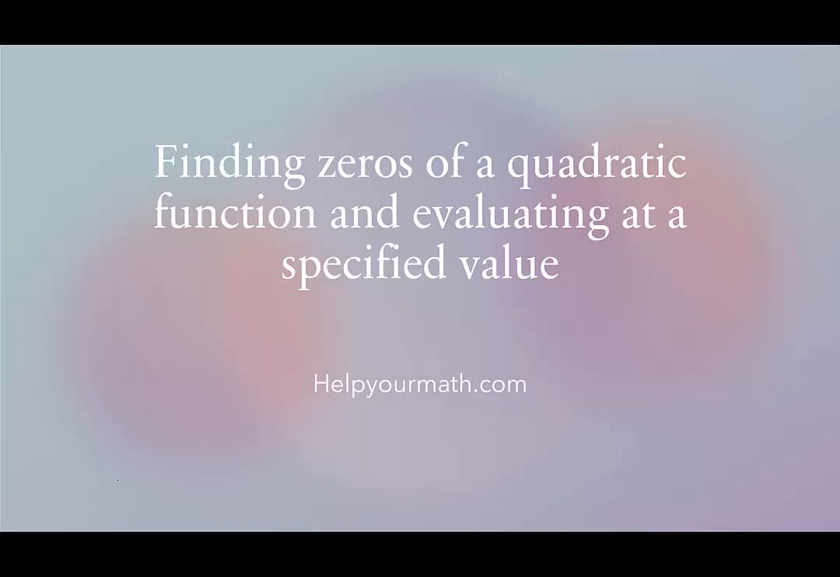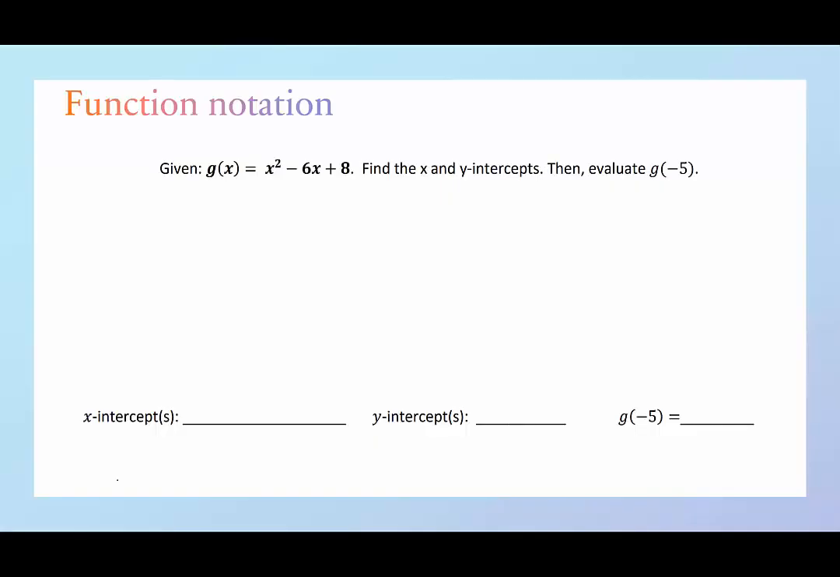In this video, we're going to find the zeros of a quadratic function and evaluate that quadratic function at a specific value. So here we're given function notation. This is g of x. G of x is just another way, the function notation way, of saying y equals. This is not multiplication. G is the name of the function. X is that independent variable that's defining the function. We want to find the x and y intercepts, and then we want to evaluate g of -5.